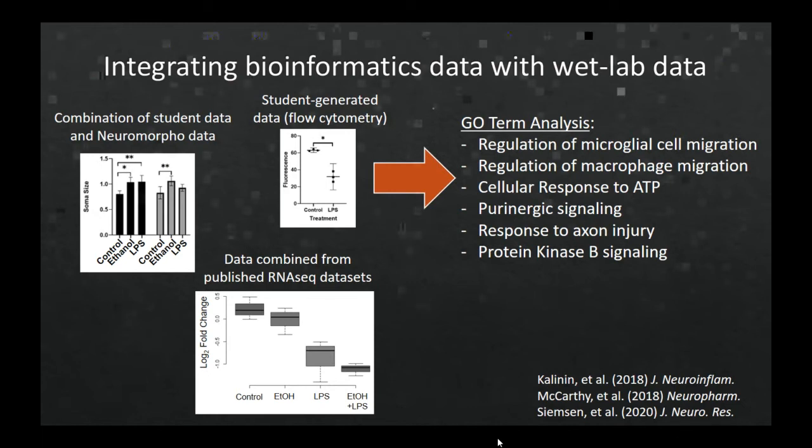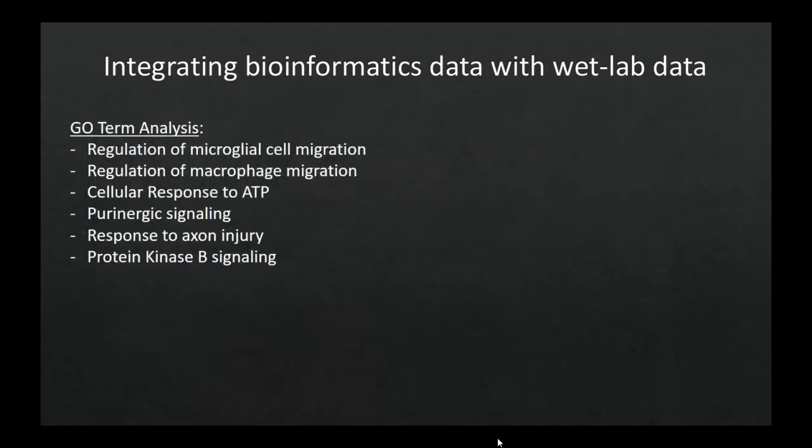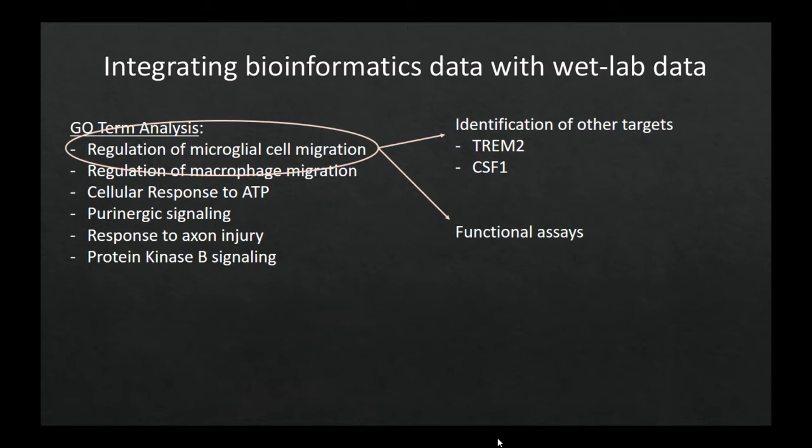And so then I said, okay, now what we need to figure out is what term do we want to follow up on. Okay, and so we take all of the data that we have, and they decided to study microglial migration. When they looked at the microglial migration GO term, there were many different proteins in there, and a lot of them they hadn't yet studied, things like TREM2 and CSF1.